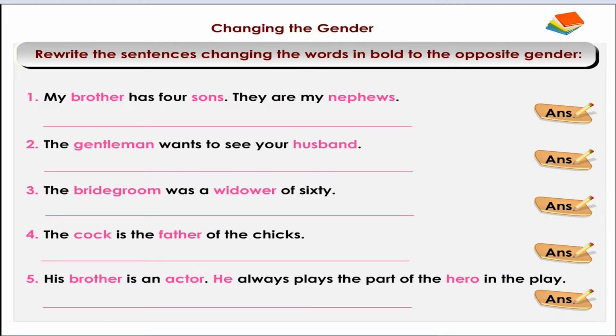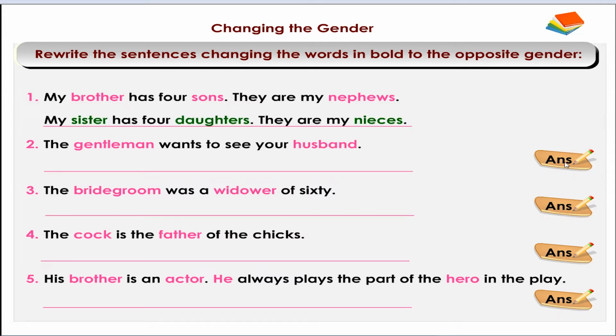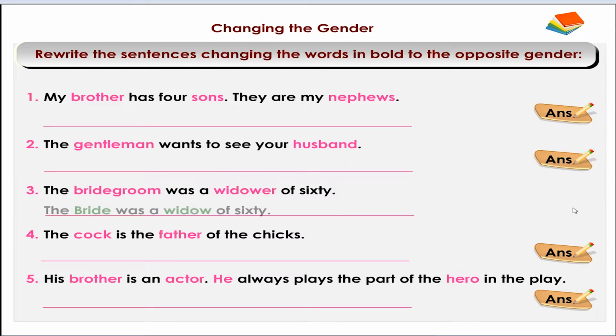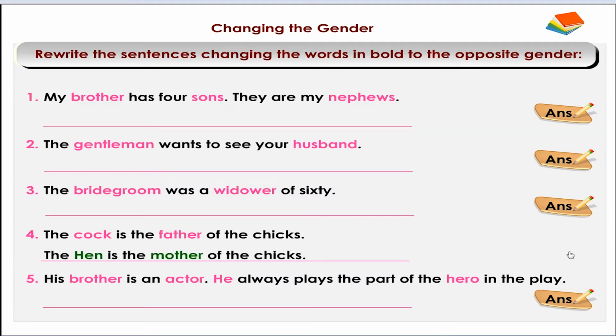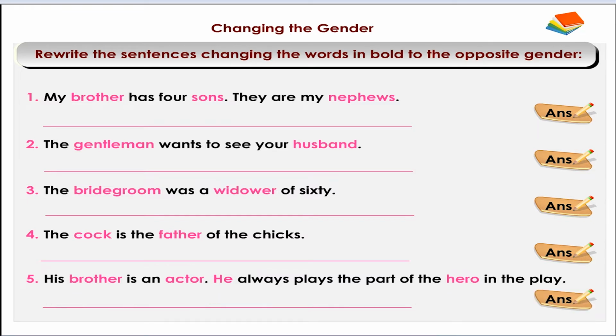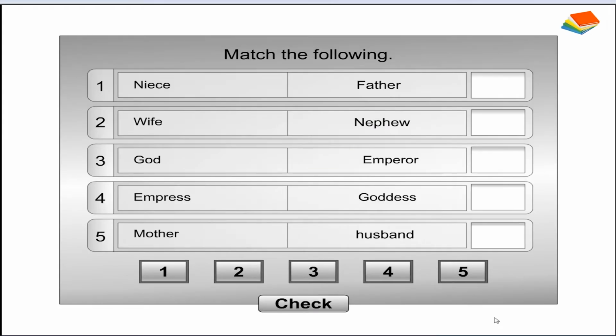Rewrite the sentences changing the words in bold to the opposite gender. The following.